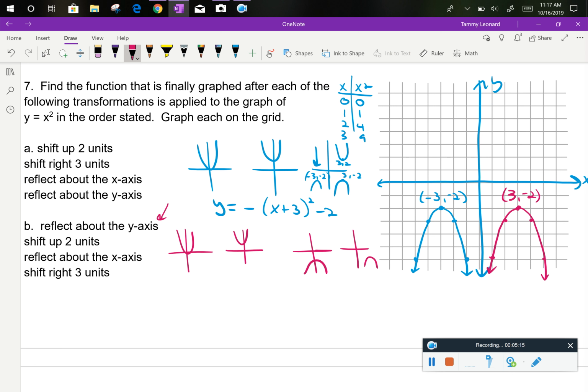Now let's think about what that equation would be. So my other equation, the one for the blue one, was y equals negative (x plus 3) squared minus 2. What would be this equation? Y equals negative, in parentheses, what am I going to have? (x minus 3) squared, still minus 2. So the only thing that ended up changing in the equation is a plus 3 changed to a minus 3.